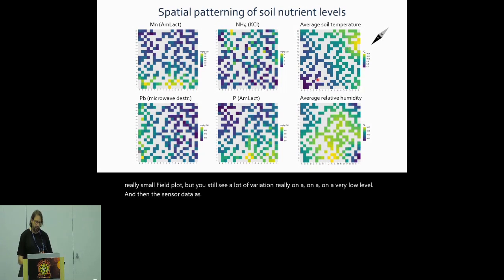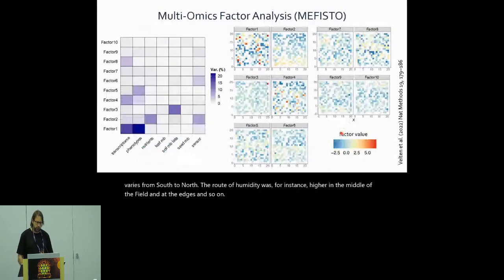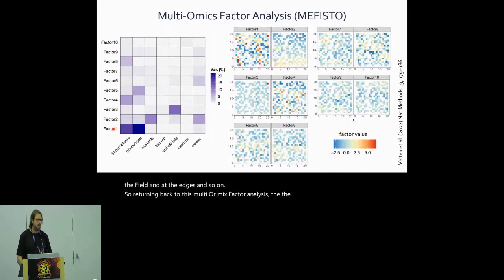Average soil temperature, as you might expect, varies from south to north. The relative humidity was, for instance, higher in the middle of the field than at the edges, and so on. So returning to this multi-omics factor analysis, the factor explaining most of the variation is factor 1 here. And this mostly explains variation for the transcriptome and the phenotypes, and less so for the other data layers.